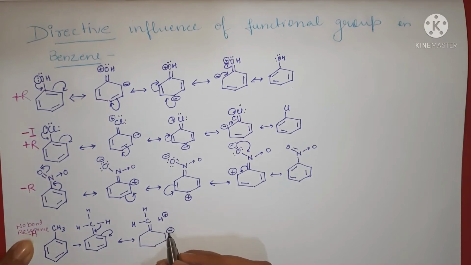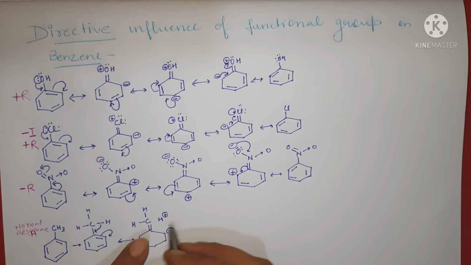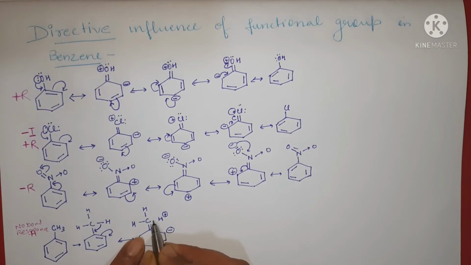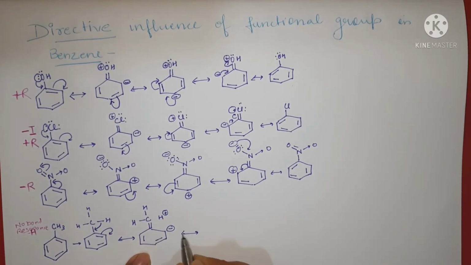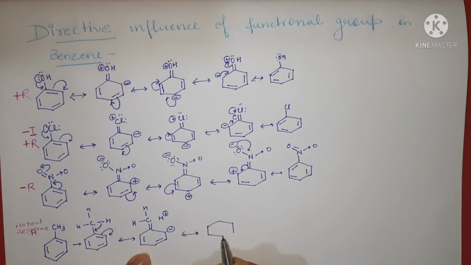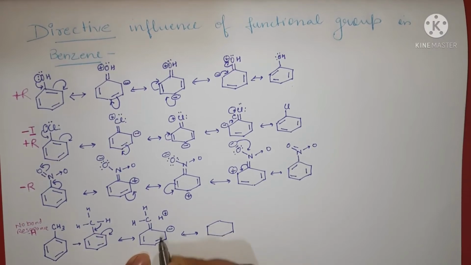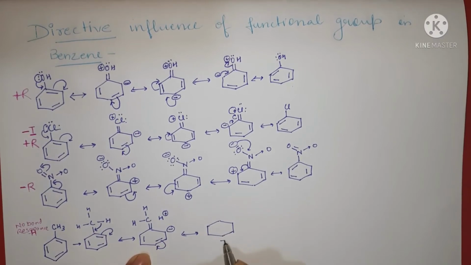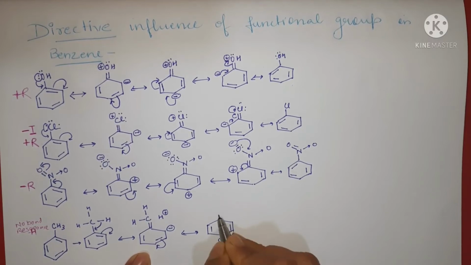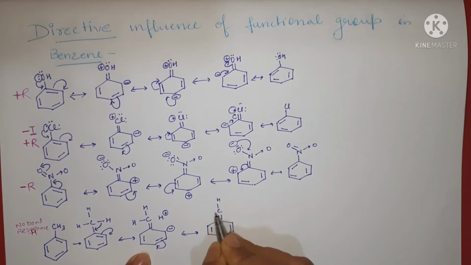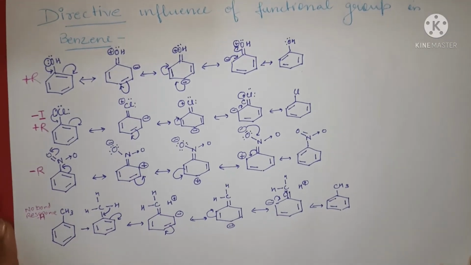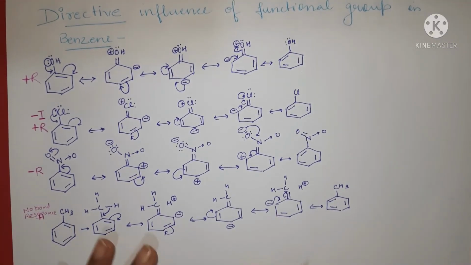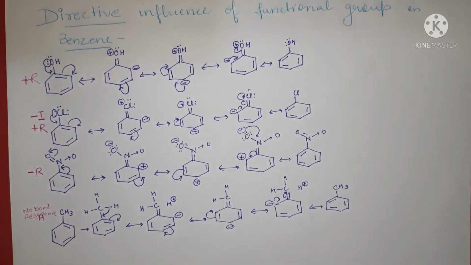The hyperconjugation is known as no bond resonance because one of the electron move from here and then density increases on the ortho and para positions. So now let's have a discussion about these electron density and the positive charge in the ring.